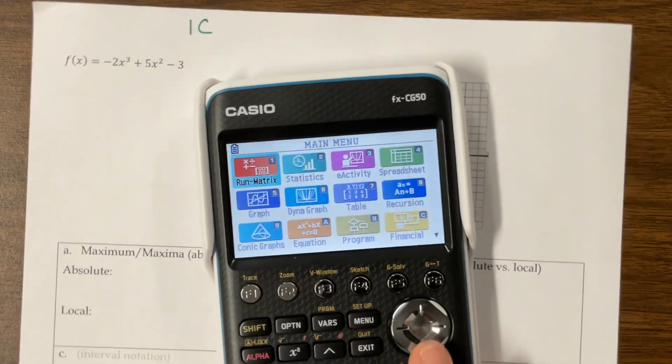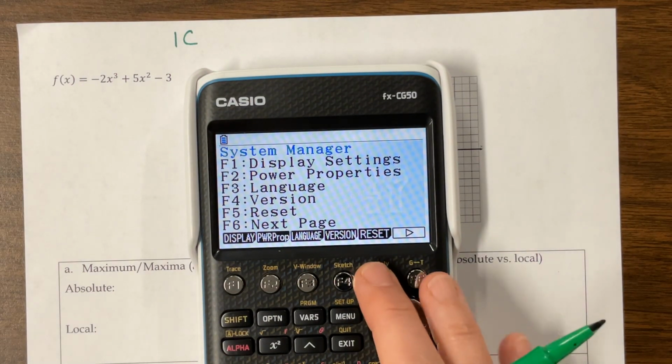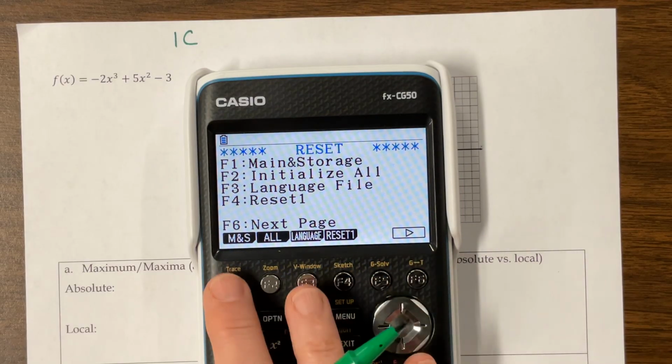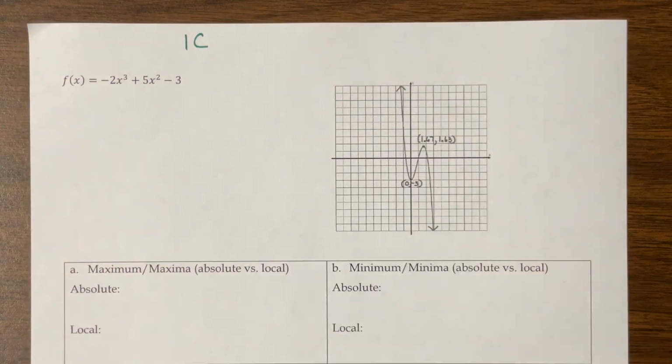I'm going to show you how, when I start with the calculator, I always have everybody clear things. So we go System, F5 helps us reset, F6 goes over, F1, F1. And that's how I reset the calculator. And so we're looking at this one.